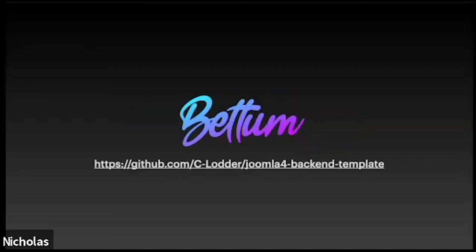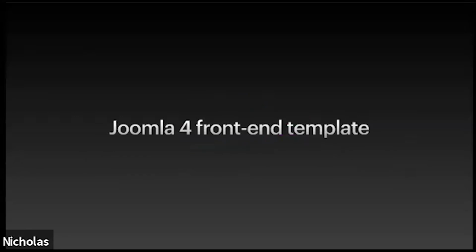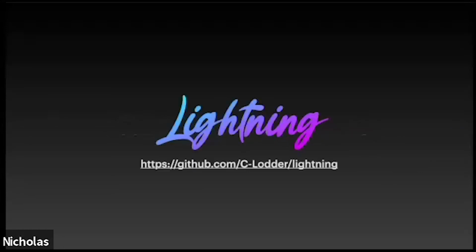There is, for Joomla 4, a backend template that has a very beautiful dark mode, and it's only dark mode. It's called Betum. It's made by Charlie Lauder. For the Joomla 4 frontend template, by the way, I don't have anything for the Joomla 3 frontend template. For Joomla 4 frontend template, again, Charlie Lauder has made a template called Lightning.